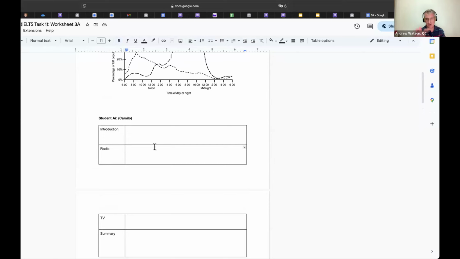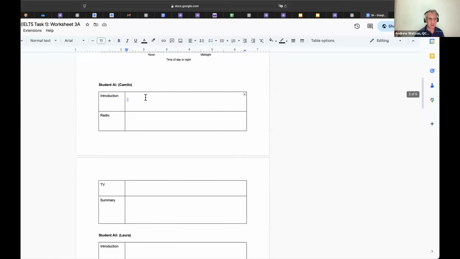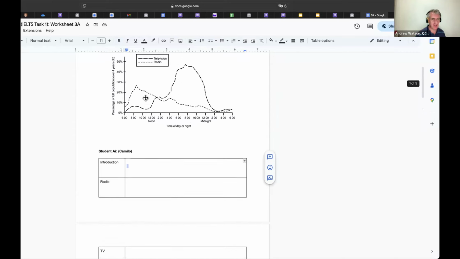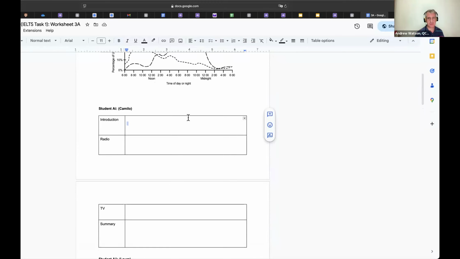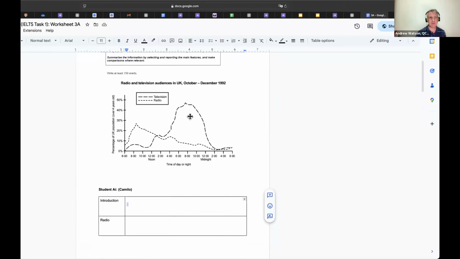So you get the students in group A to write their answer according to the paragraph headings, right? Making sure they follow the rubric. Summarize the information by selecting and reporting the main features and make comparisons where relevant. Okay.